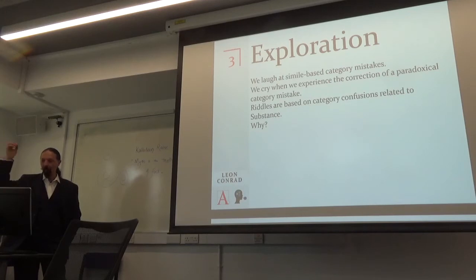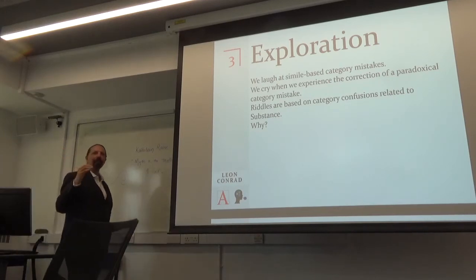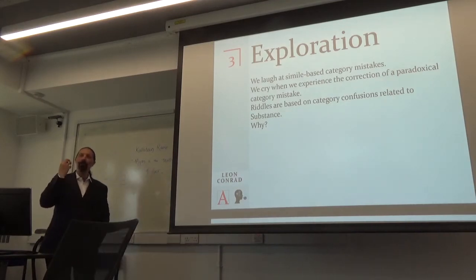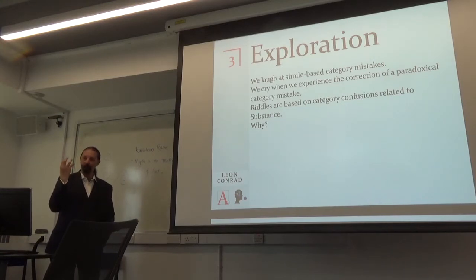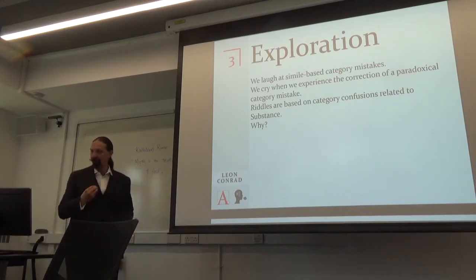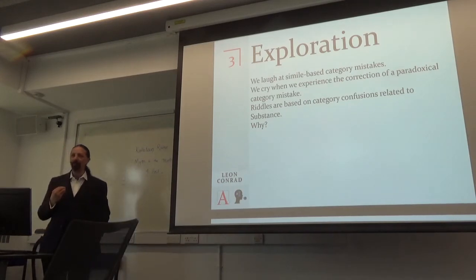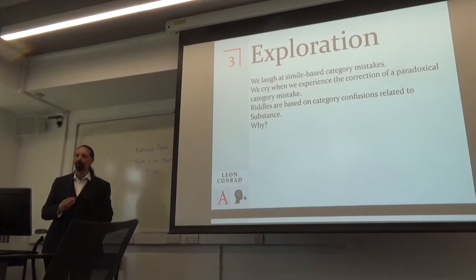We cry when we experience the correction of a paradoxical category mistake. We experience something that should be, but we have to accept that it isn't. Or something that shouldn't be, but we have to accept that it is. We can't deny it anymore. And when we come to that realization, we cry. Riddles are based on category confusions. But why do we have these mechanisms? And that is an open question.